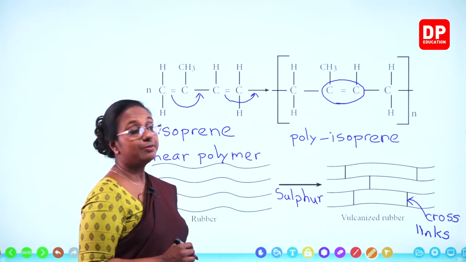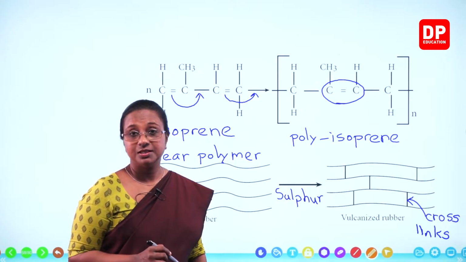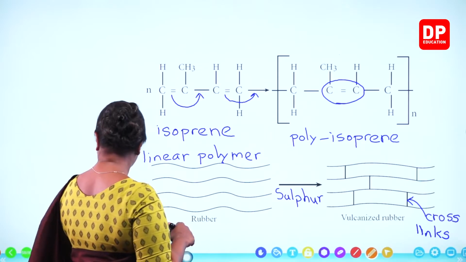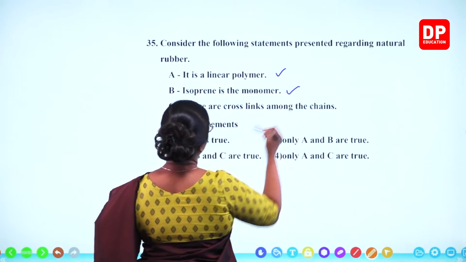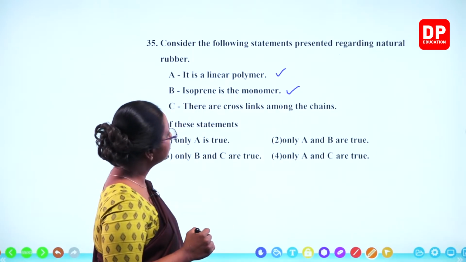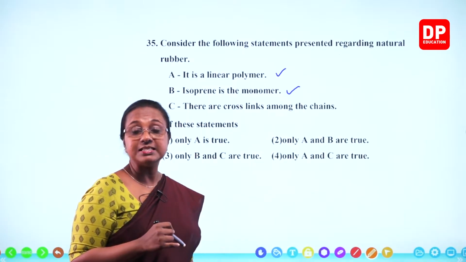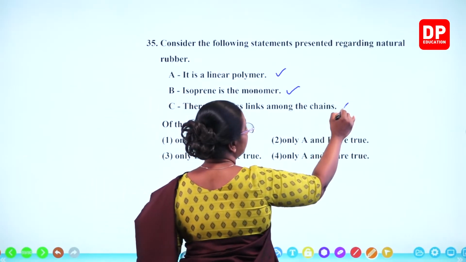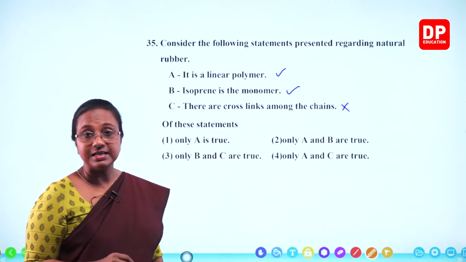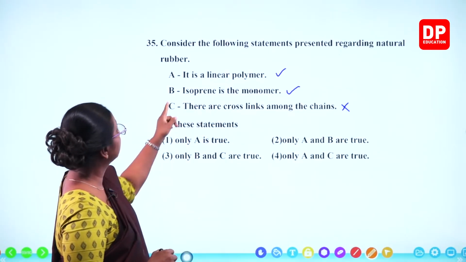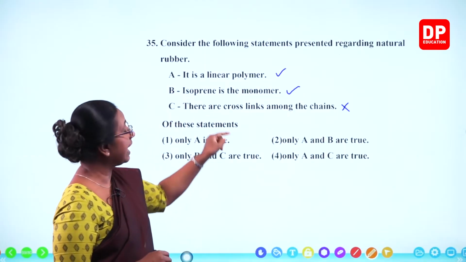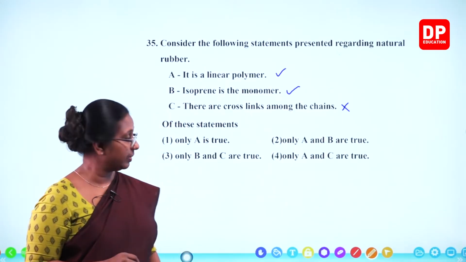So now if we look at the statements given, I am sure you all can find the correct ones. It is a linear polymer, correct. Isoprene is the monomer. There are cross links among the chains, that is incorrect. This is true only if it is vulcanized rubber. So regarding natural rubber, it is a linear polymer and the isoprene is the monomer unit.